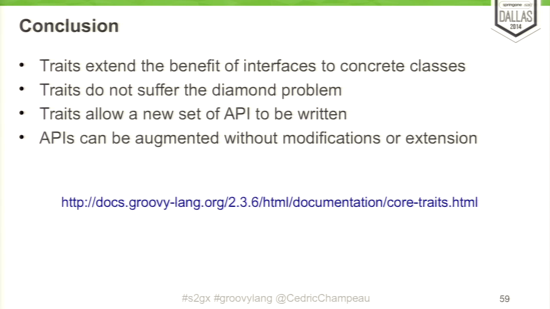So in conclusion, basically we have solved the problem of multiple inheritance in Groovy. You can have those behaviors composed, and we solved the diamond problem by using that namespacing strategy. So it comes at a price.